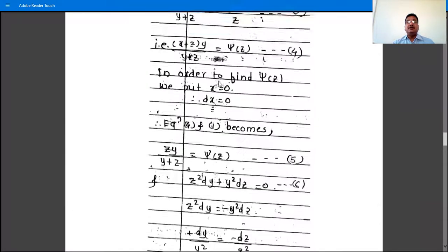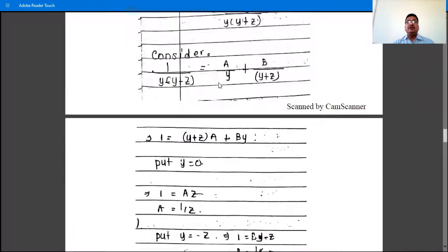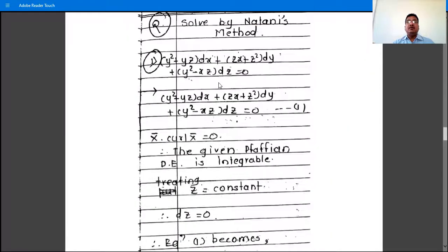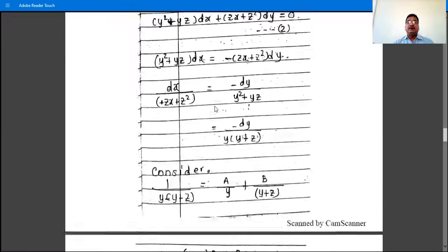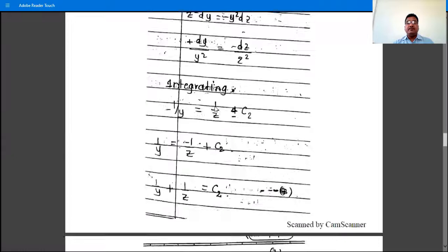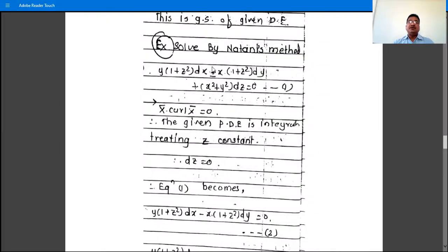The previous example on Natani's method was a homogeneous differential equation, (y² + yz) dx, (zx + z²), and therefore it is solvable by using two methods: Natani's method as well as the previous method, that is the method for the homogeneous Pfaffian differential equation. But this example is not homogeneous.